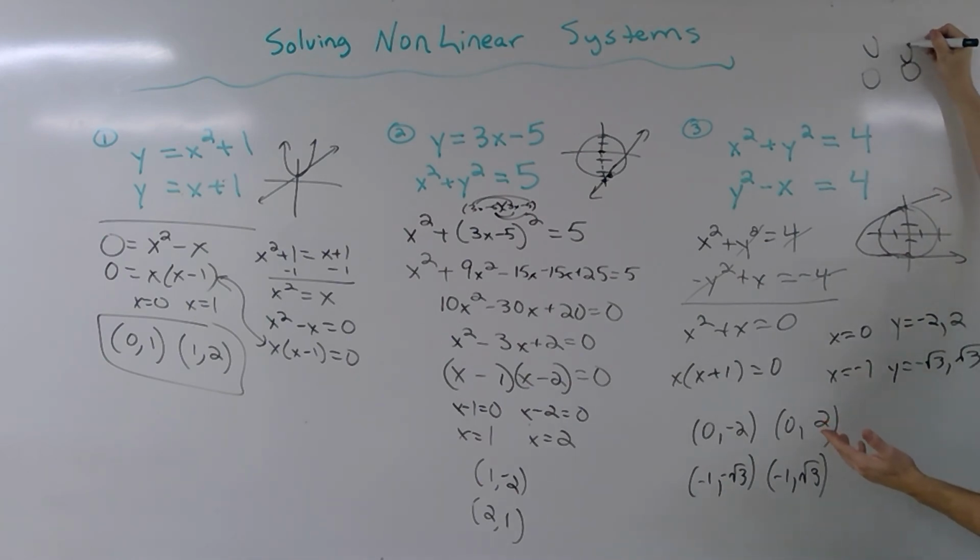So keep in mind, a circle and a parabola may not intersect at all. They may intersect once. They may intersect 3 times. They could intersect 4 times. Could they intersect 5, 6, 7, an infinite number?